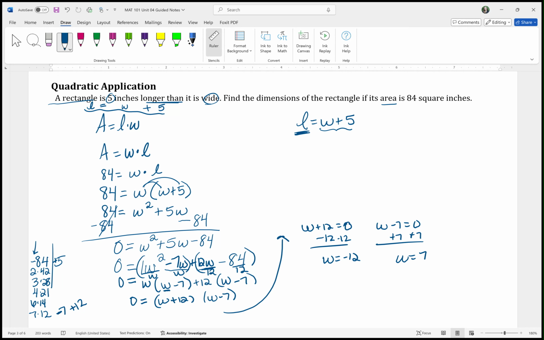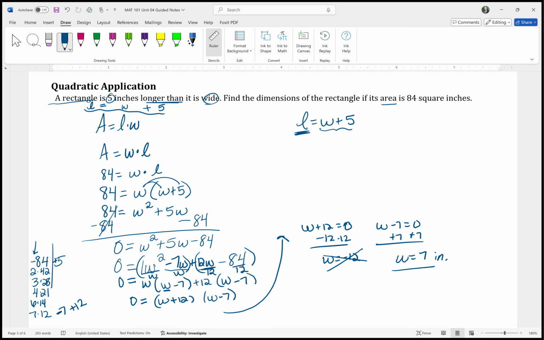Let's think about this in the context of the problem. So the problem is talking about dimensions of a rectangle. What I just got out was 2 possible widths, but I need you to consider this is an actual rectangle that you can measure. So if we're talking about width, clearly we do not want the negative version of this. So our width is not going to be the negative 12. It will be 7, and this is 7 inches. That takes care of the width.